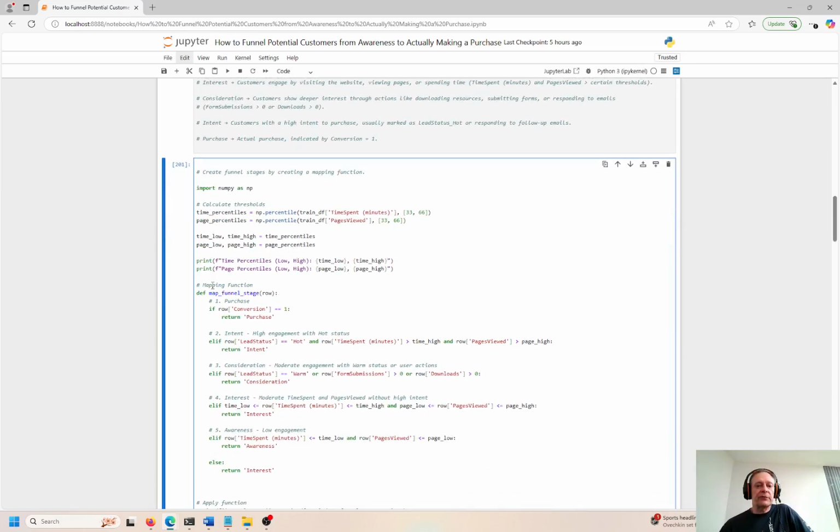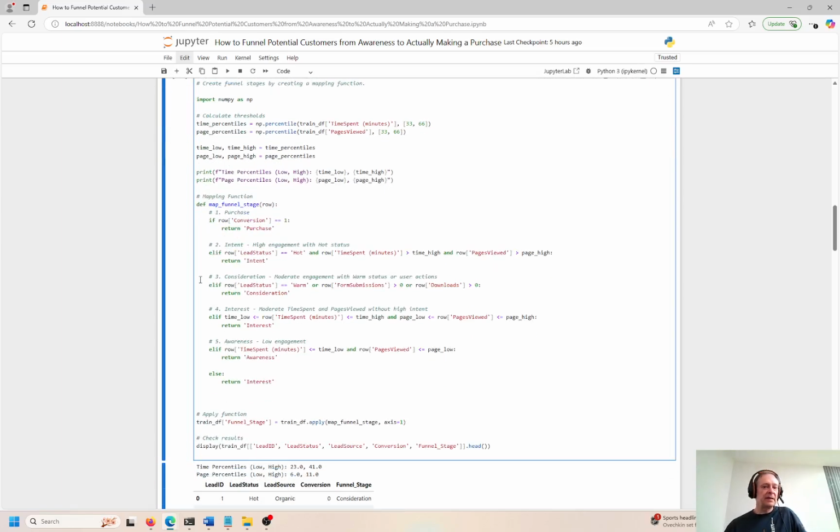So the first thing here really is to define some basic business logic. And it has nothing to do with machine learning or data science. It's just putting together a little bit of logic. I'm saying if conversion is 1, this is a purchase. We just saw that in the data frame.